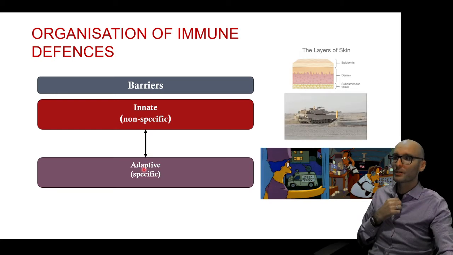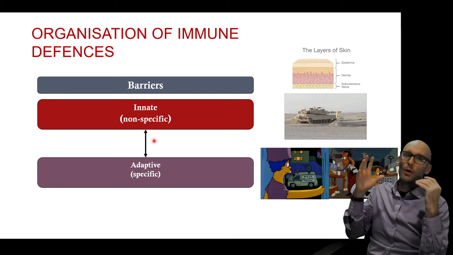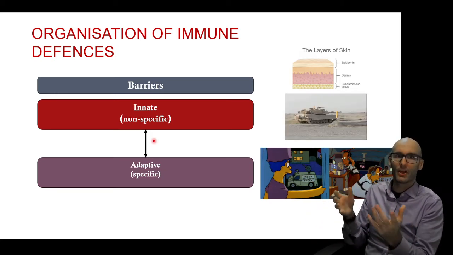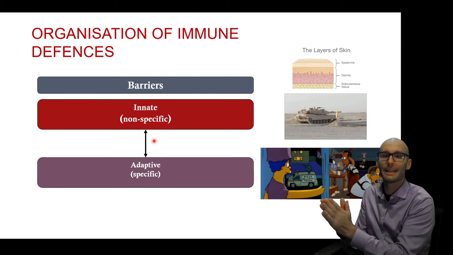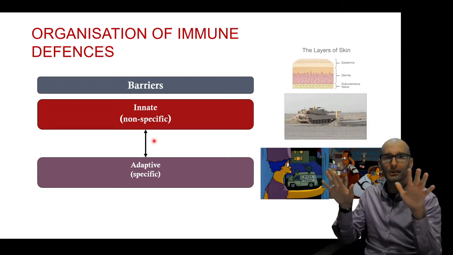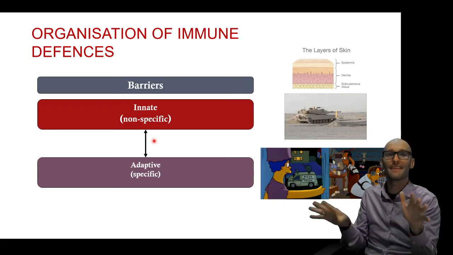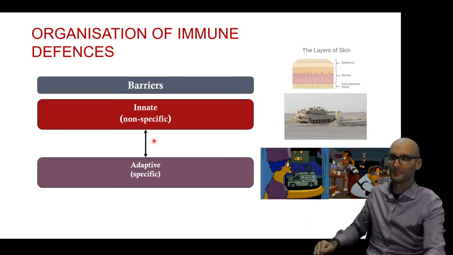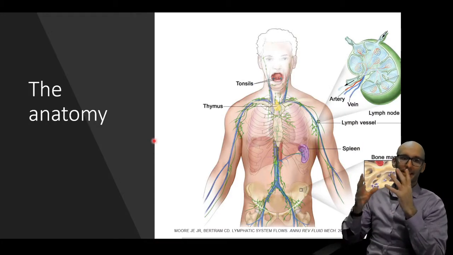Now I've drawn these arrows between the two because what we're going to learn as we go through these videos is that the delineation between the innate and adaptive immune system isn't a firm line. There's a lot of interaction between the two systems, and there's a lot of overlap between the two systems. So let's jump into that anatomy.